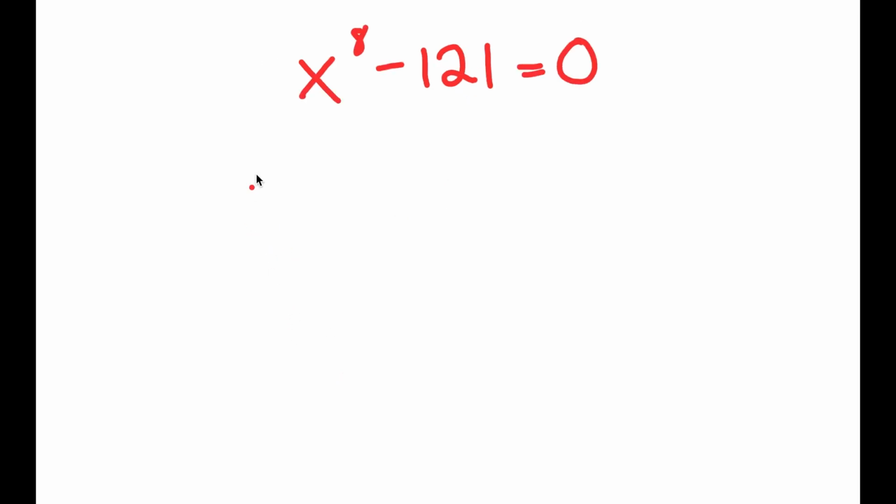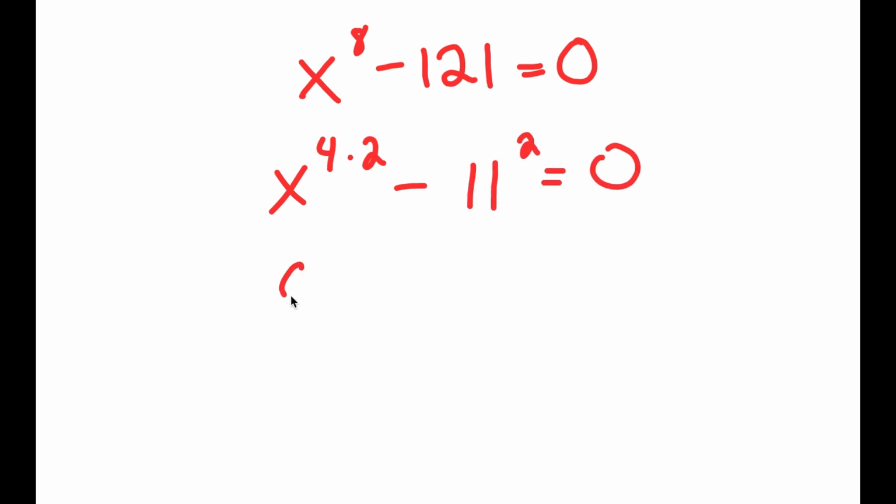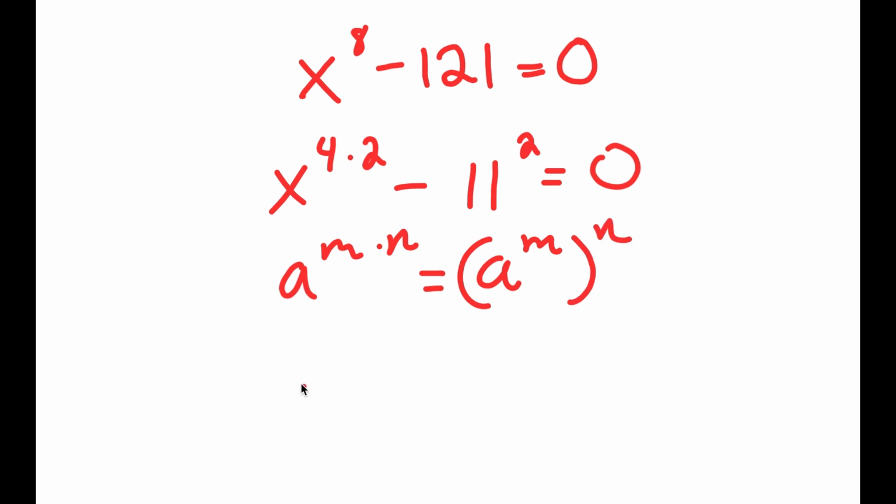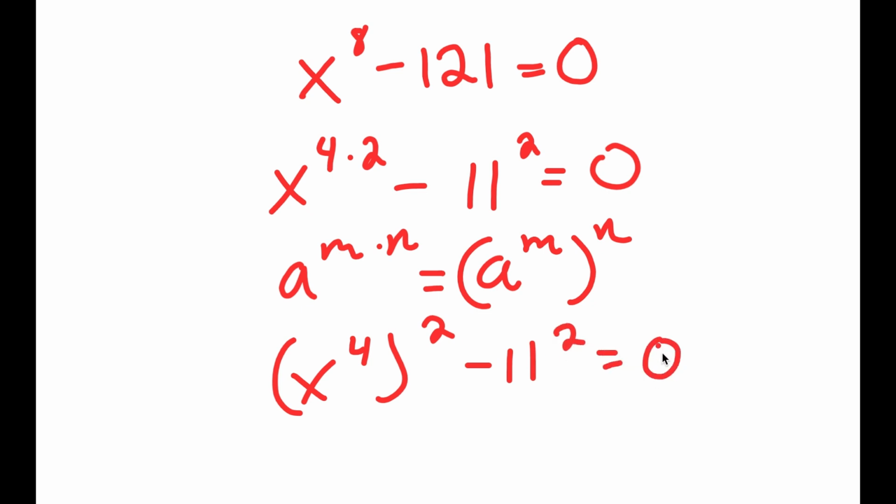Alright, so in this problem, I have x to the power of 8 minus 121 is equal to 0. So to solve this, I'm going to first start by rewriting x to the power of 8 as x to the power of 4 times 2. Now I have this minus 121, which is the same thing as 11 squared. Now if I have something in the form a to the power of m times n, this is equal to a to the power of m to the power of n. So x to the power of 4 times 2, that's going to equal x to the power of 4 to the power of 2. Now this minus 11 squared is equal to 0.